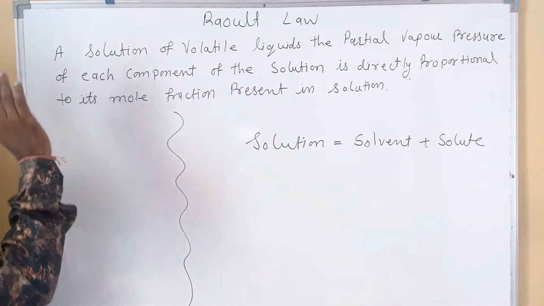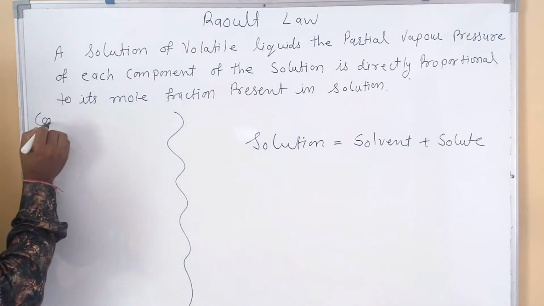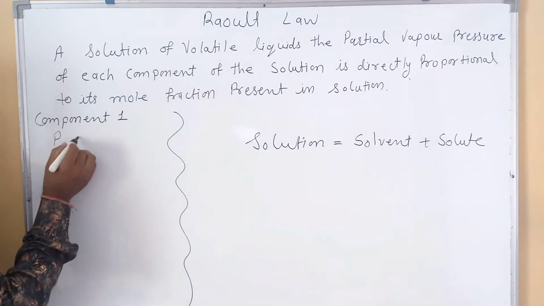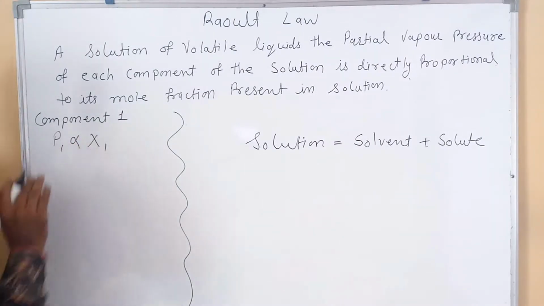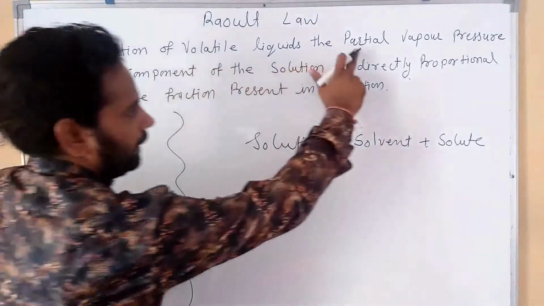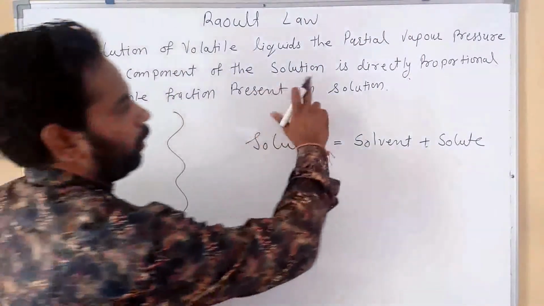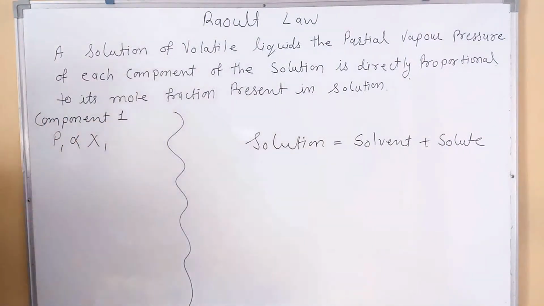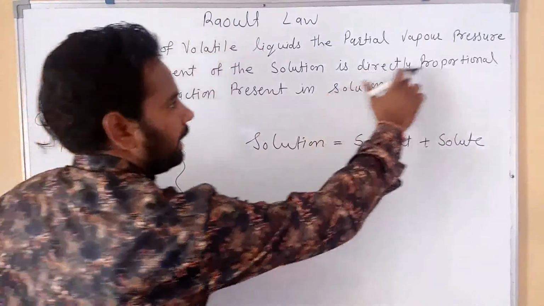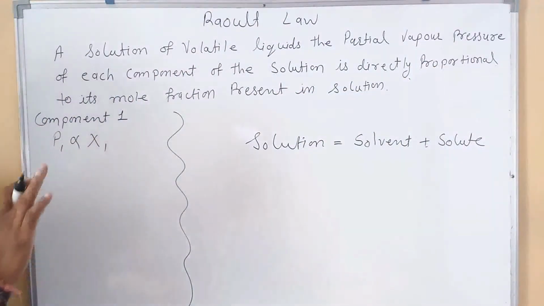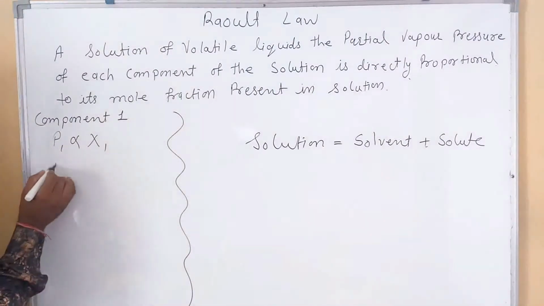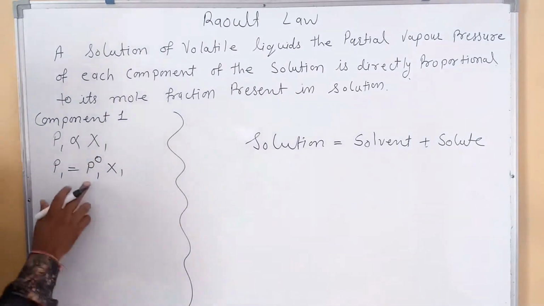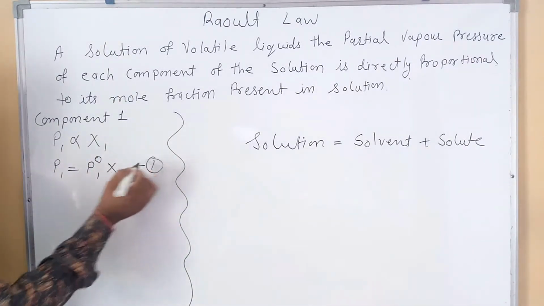So we write Raoult's law for component 1. P1 is directly proportional to X1, where P1 is the partial vapor pressure and X1 is the mole fraction of the component present in solution. So we put here the directly proportional symbol. Then next, P1 is equal to P01 X1. Here we put equation 1.